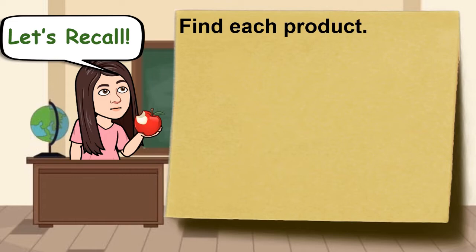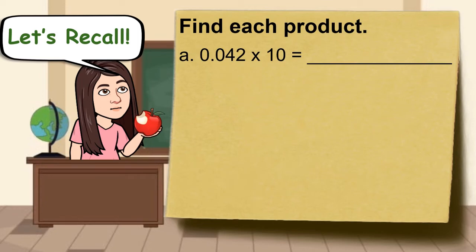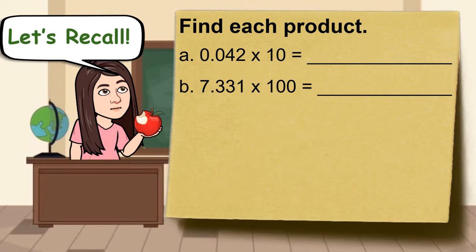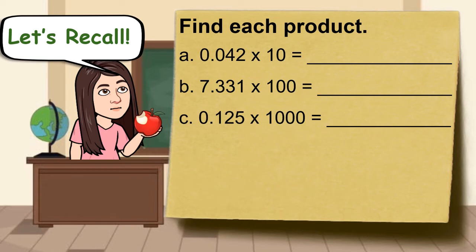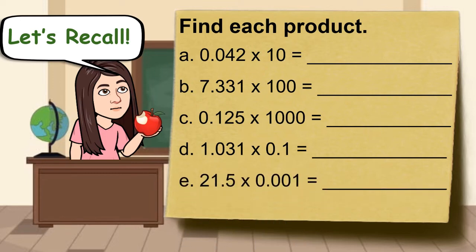At this time, let us have a review about your past topic about multiplying numbers by powers of 10. Find each product. Letter A, 0.042 times 10. Letter B, 7.331 times 100. Letter C, 0.125 times 1000. Letter D, 1.031 times 0.1. And letter E, 21.5 times 0.001. I will give you 1 minute for this activity.